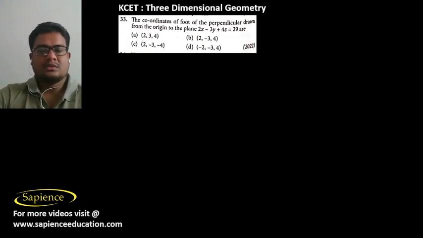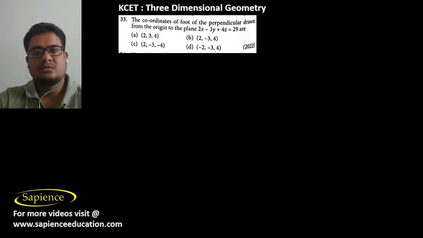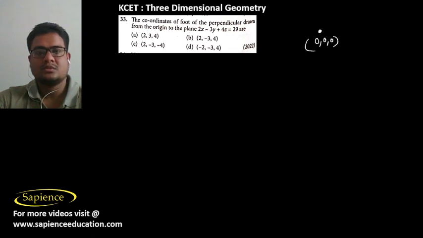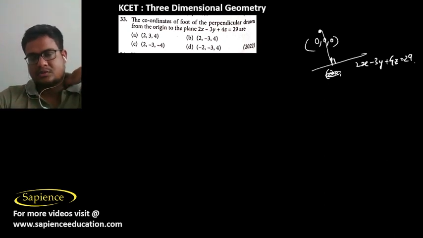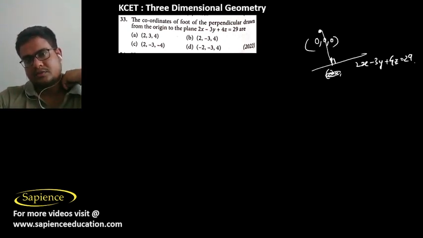Question number 33, it is told the coordinates of the foot of the perpendicular drawn from the origin, which is 0 comma 0 comma 0, to the plane 2x minus 3y plus 4z equal to 29. That are how much? Coordinates of the foot of the perpendicular.